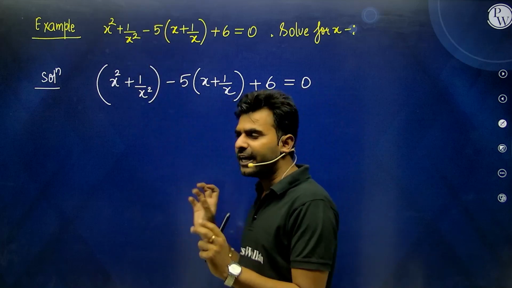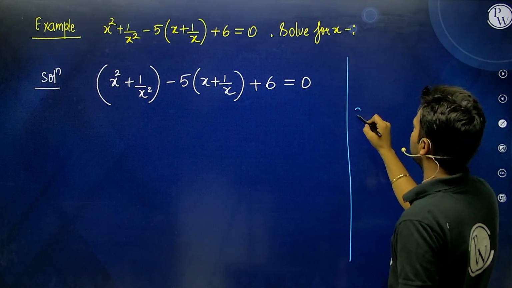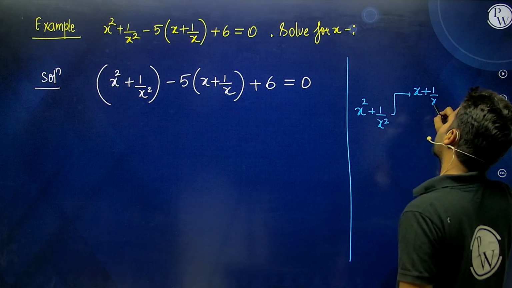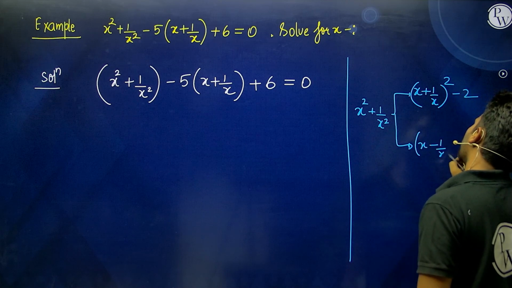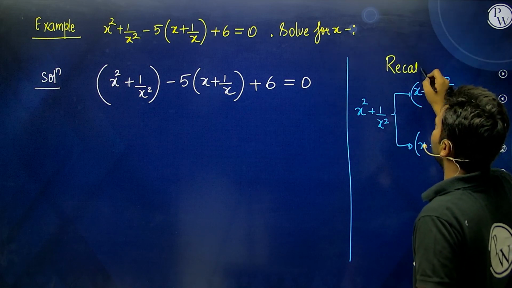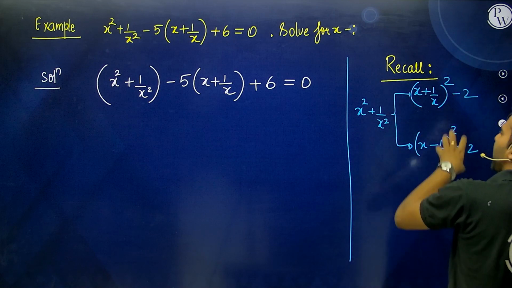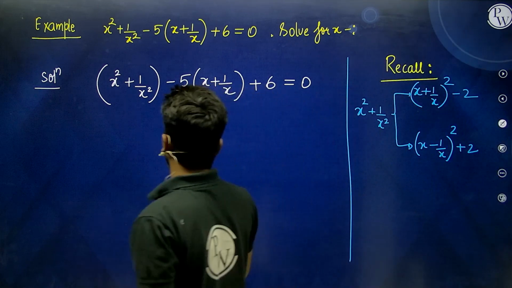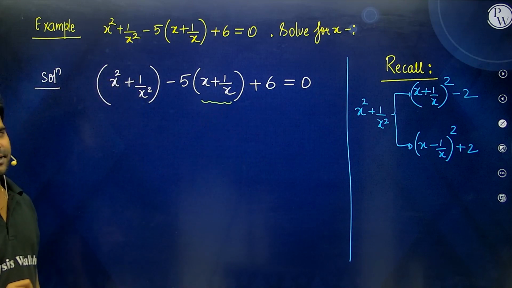Now we know that we can write down x square plus 1 by x square in two ways. One is (x plus 1 by x) to the whole power 2 minus 2, and another is (x minus 1 by x) to the whole power 2 plus 2. Recall this, we have learnt this on the last page only. Now, out of these two, which should we apply? Let's see. Over here in the question, x plus 1 by x is already there. Yes or no? x plus 1 by x is already there.